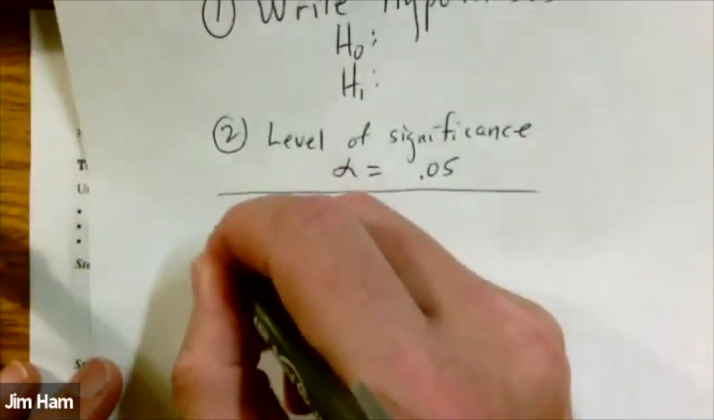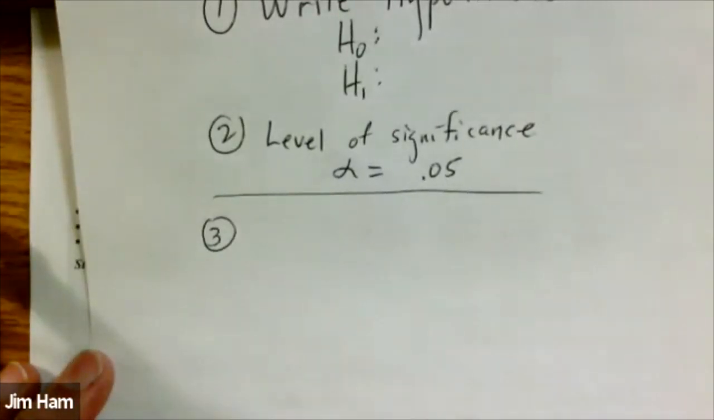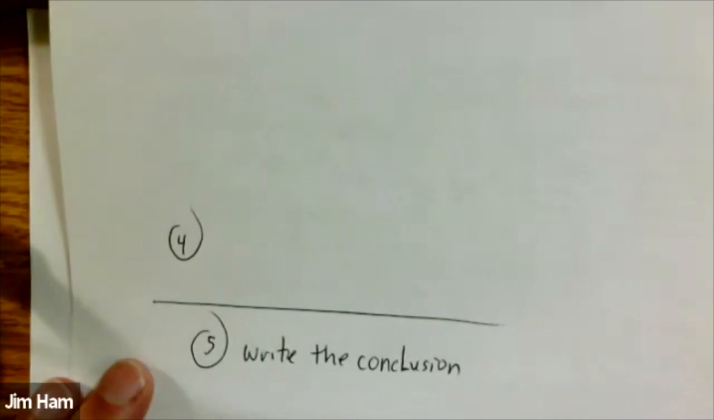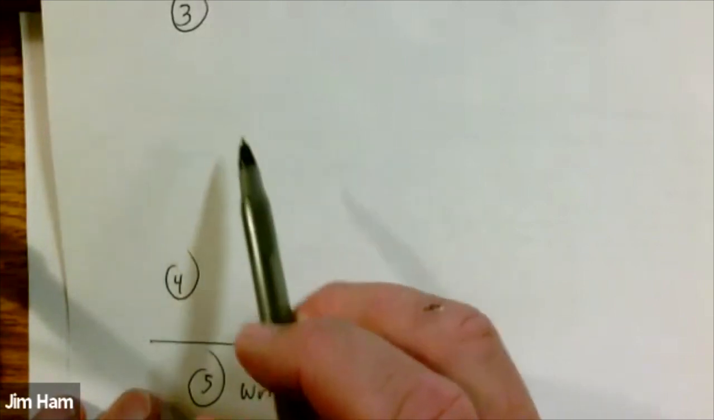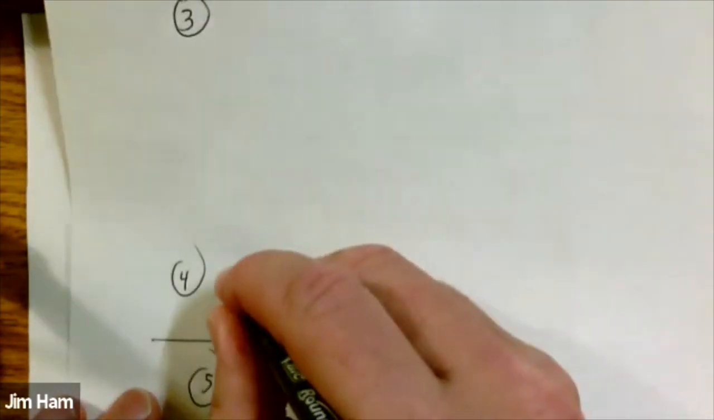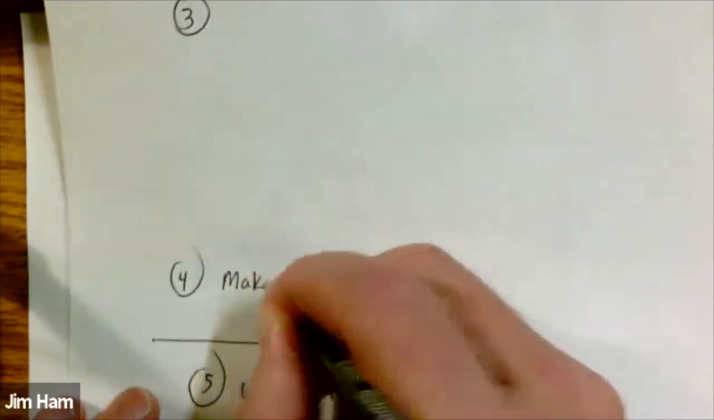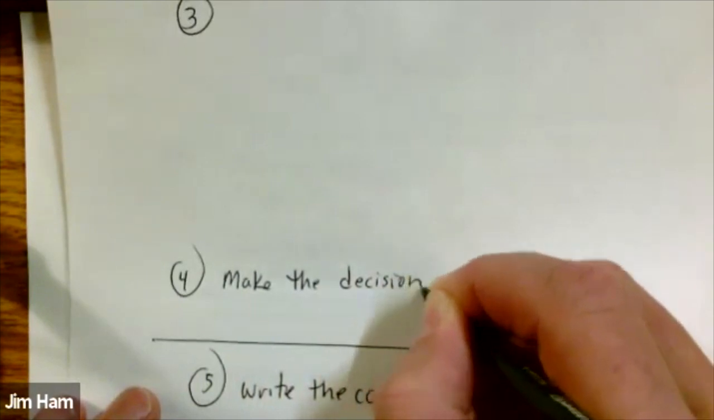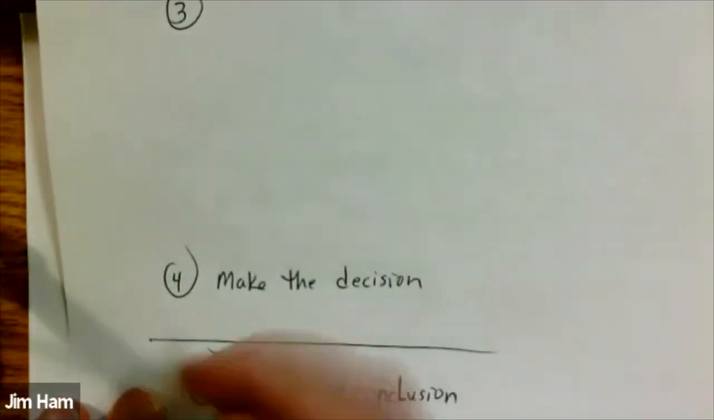The 2 middle steps are what we're going to focus on today, 3 and 4. 4 is going to be based on all of the work that you do in step 3. And what you do in step 3 is to gather all the evidence that you need to make the decision. And then step 4 is to make the decision. But step 4 always follows from the evidence that you found in step 3.